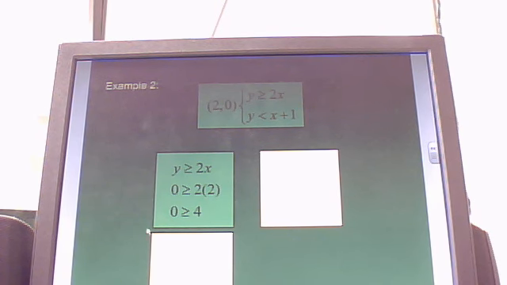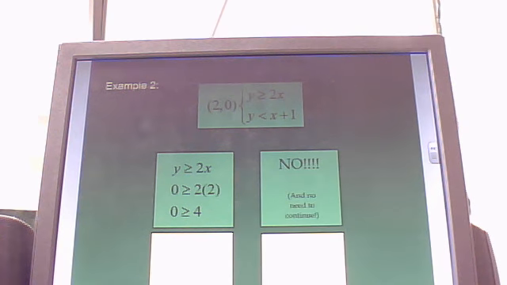Since this is not true, the answer is no, this is not a solution, and there is no need to continue. If I was to get a yes answer, I would move on to the second inequality, and I would test it. If it was also a yes, the answer is yes. I have to have 2 yeses to get a yes answer. If it would have been a no, then the whole thing would be no. One no rules it out. It is not a solution.